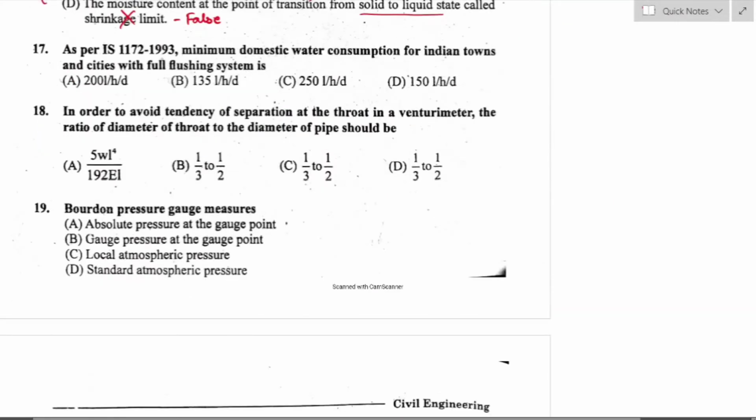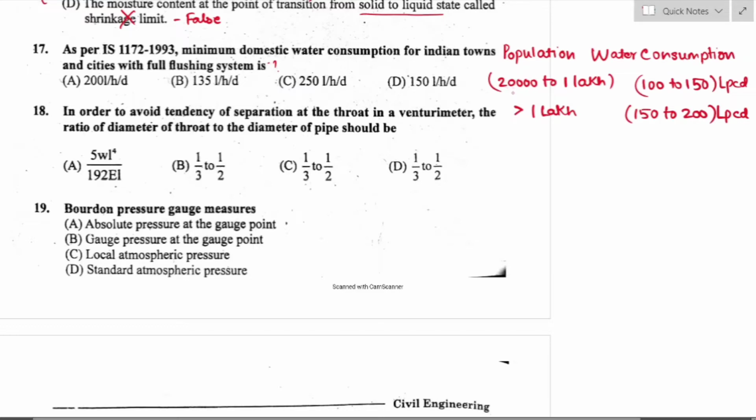Question number 17. As per IS 1172-1983, minimum domestic water consumption for Indian towns and cities with full flushing system is, for population or communities with 20,000 to 1 lakh, 100 to 150 LPCD. And if the population is greater than 1 lakh, the minimum water consumption with the full flushing system will be 150 to 200 LPCD. So, the right answer is option A, 200 LPCD.